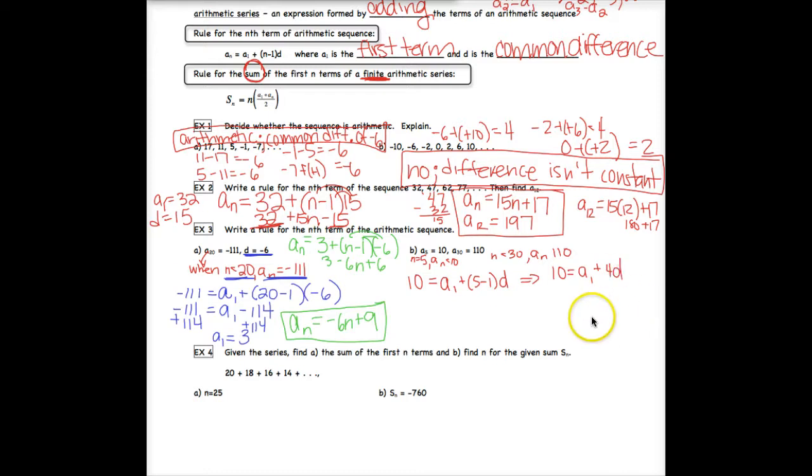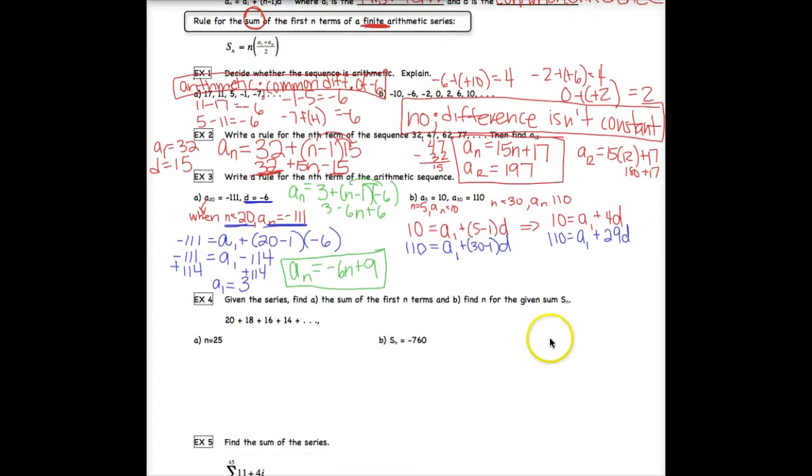Can't solve that. It's got two variables. So let's look at the other thing that I'm given. 110 equals a sub 1 plus 30 minus 1 times d. So if I simplify that, 110 equals a sub 1 plus 29d. Now, this should look familiar, and we just reviewed it on our Flashback Fun Day.